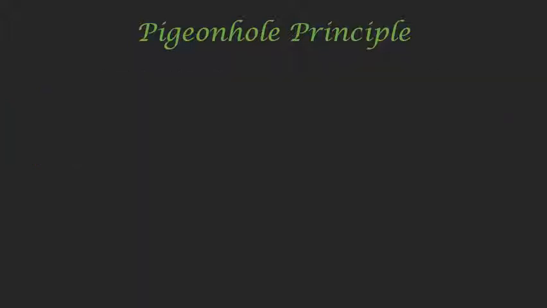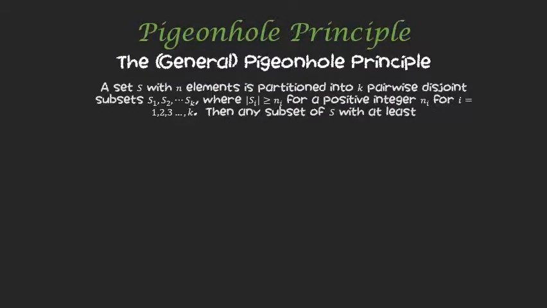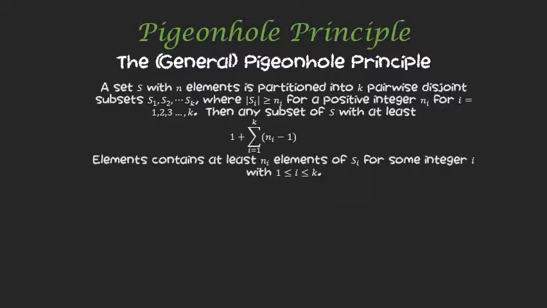So that last example motivates the following more general pigeonhole principle. If we have a set S with n elements partitioned into k pairwise disjoint subsets S sub i, and then we put this restriction on the number of elements, that n has to be greater than or equal to this number, for every positive integer n sub i, then any subset of S with at least this many elements in it must contain at least n sub i elements of S sub i for some integer i.